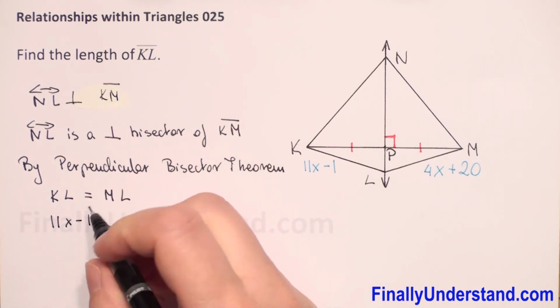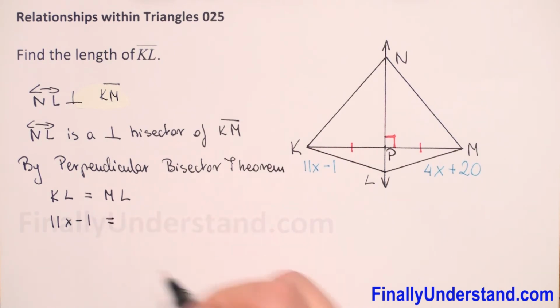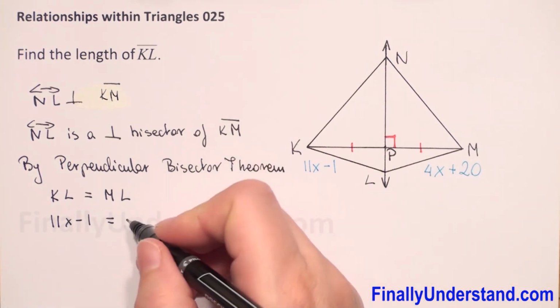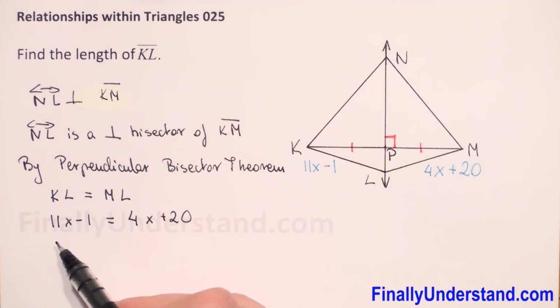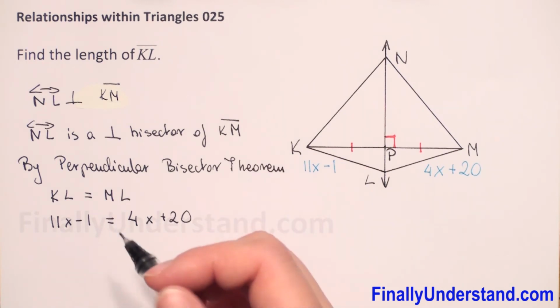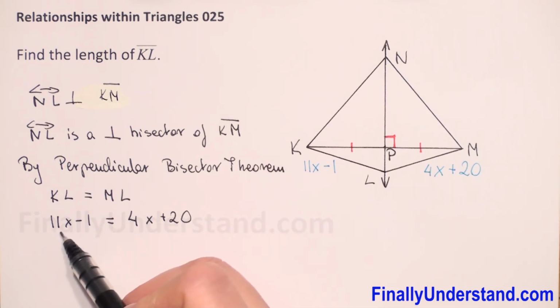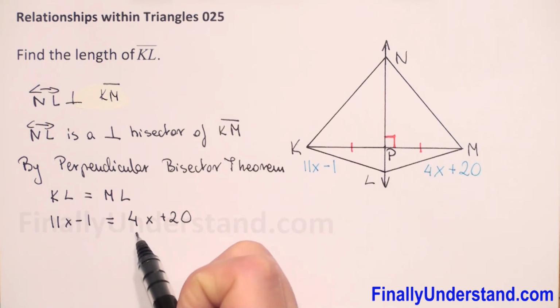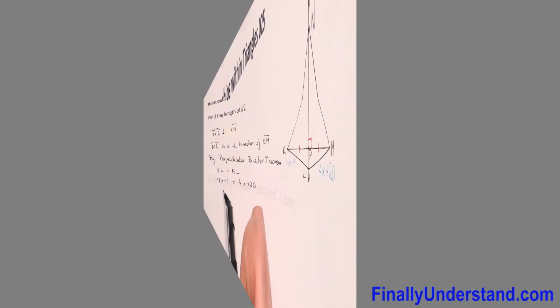Now KL is given by expression 11x minus 1, so we will substitute the left side by this expression. ML is given by expression 4x plus 20, so we got an equation with one unknown x. Now I will move 4x to the left side, because on the left side I have the bigger number 11x, so if I subtract 4x I will have a positive expression on the left side.